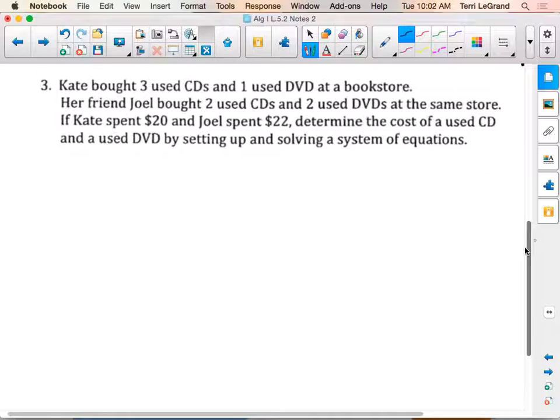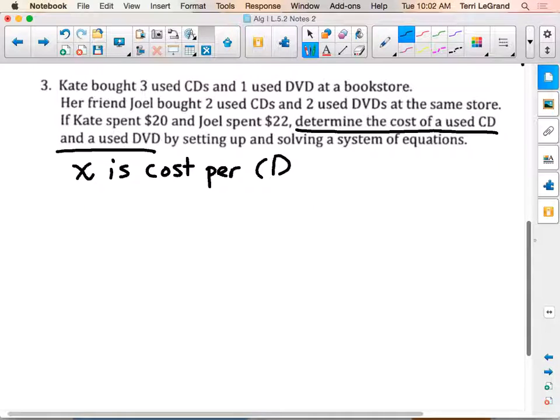How can I be so convinced of that? It says determine the cost of a used CD and a used DVD. It's telling me right there. X then is going to be the cost per CD. Is that what we decided? And Y is the cost per DVD. Now we can set up our system of equations.